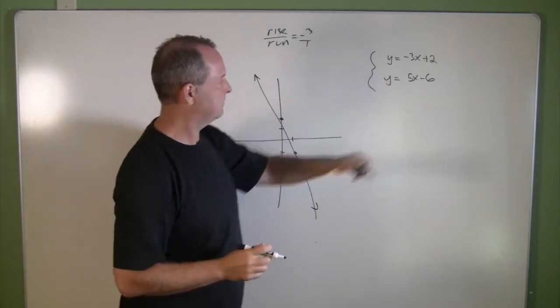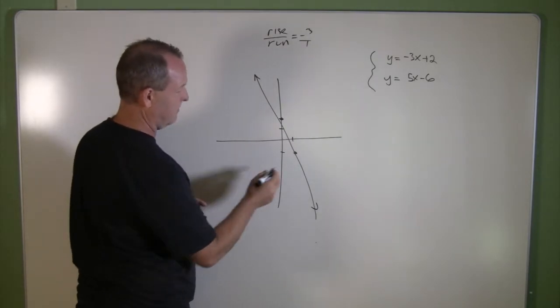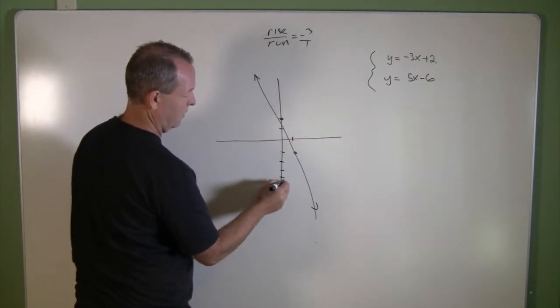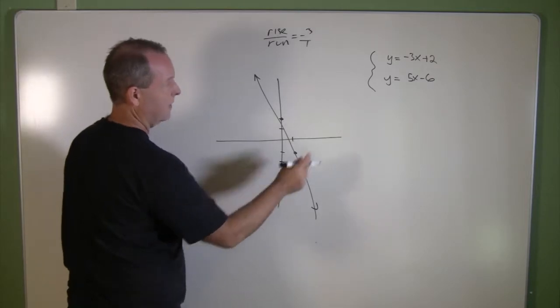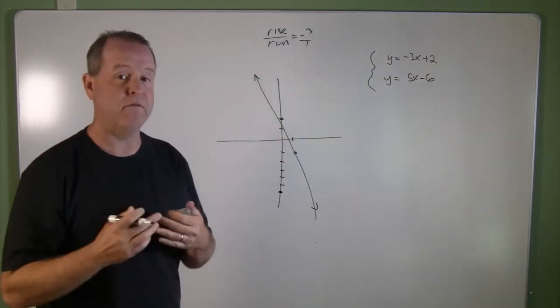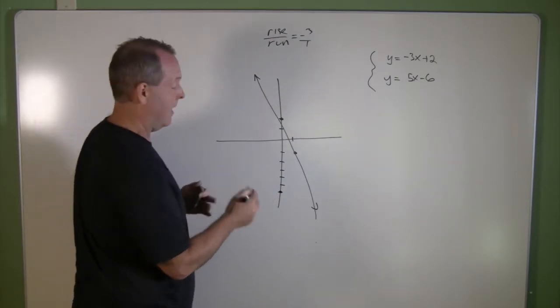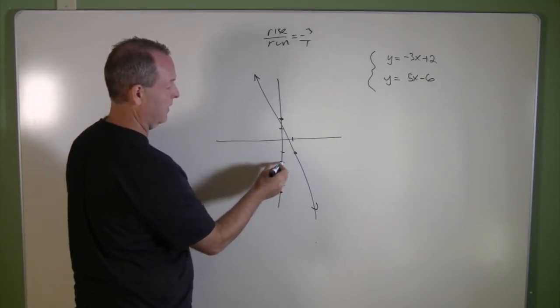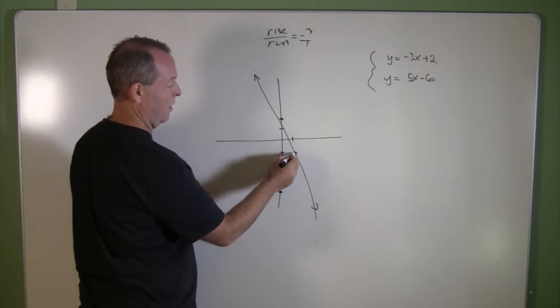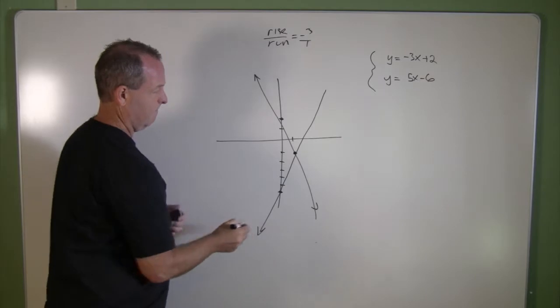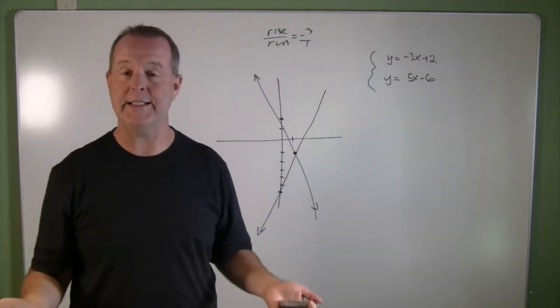The second point is I know I have a starting point at -6. So 1, 2, 3, 4, 5, 6. I have a slope of 5 or 5 over 1. So from this point, I can move up 5. 1, 2, 3, 4, 5, and over 1. And I get my second line.